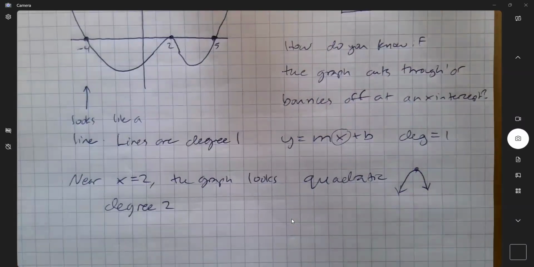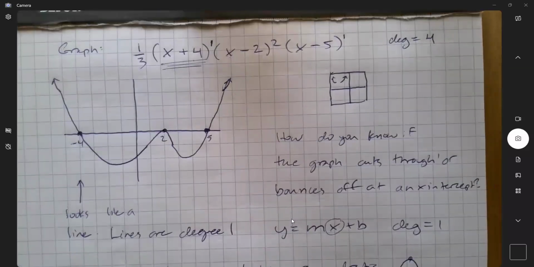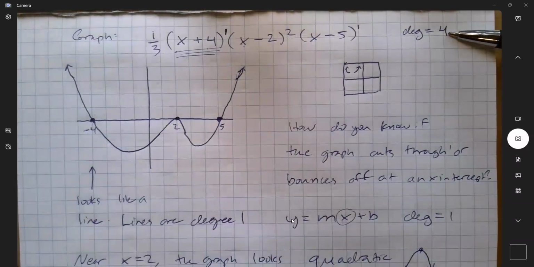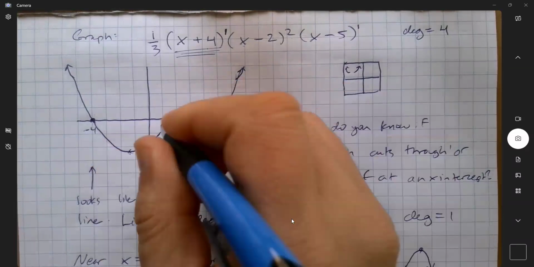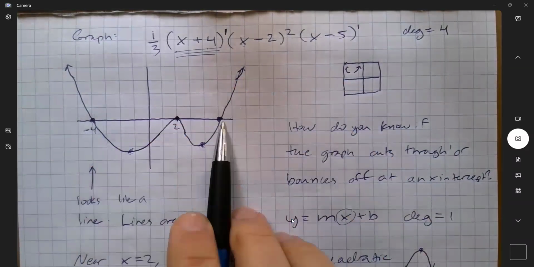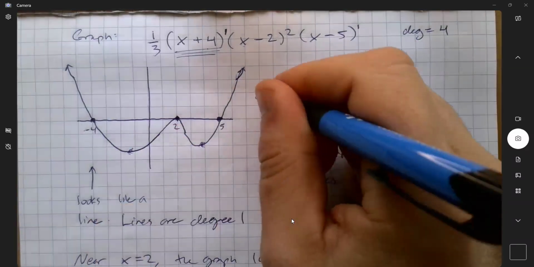So let's check our turning points, and then let's discuss a little bit more in depth this behavior in your x-intercepts. So degree 4, so it should have 3 turning points or 1 turning point. And sure enough, it has 1, 2, 3 turning points, which makes sense. Everything connects. It has the right behavior near the x-intercepts. So I've got a good sketched graph.